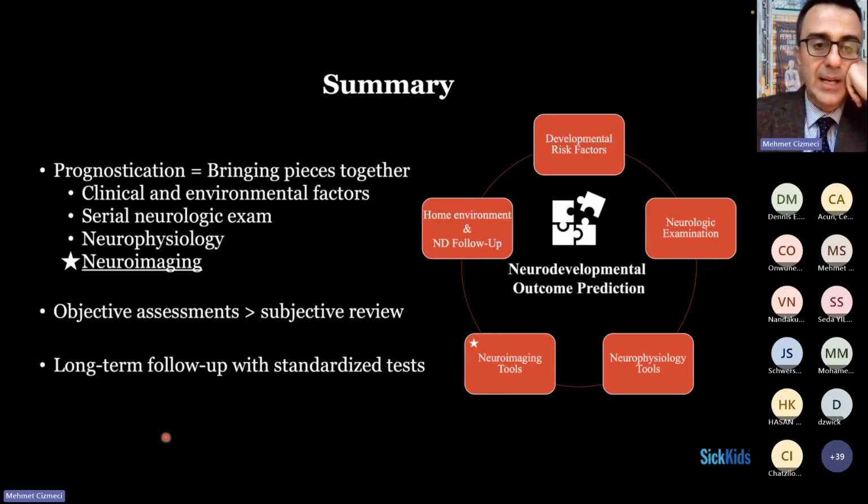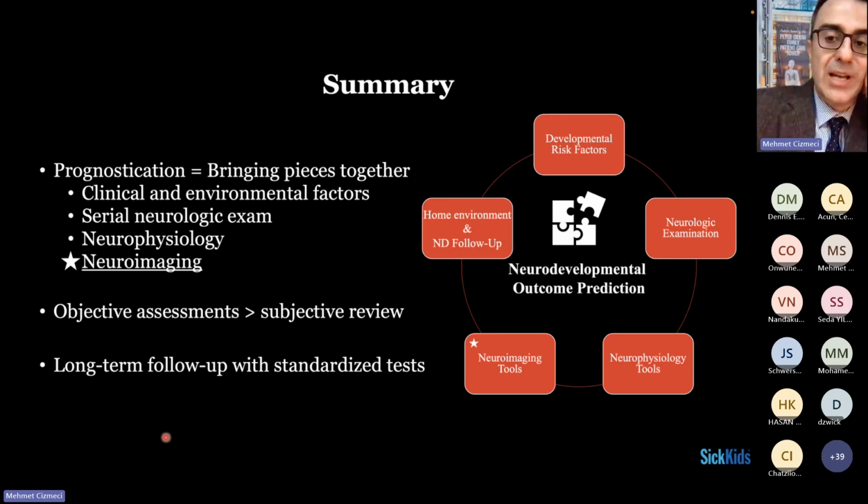So in summary, prognostication is bringing all the pieces together when the babies are in the NICU and early in the course, when the babies start coming to our neurodevelopmental follow-up clinics. And we should always consider the clinical risk factors. There's a lot of emphasis on neuroimaging, but we should also consider the clinical findings, and especially the evolution of the clinical findings, and some environmental factors are also important for us to be able to do a better prognostication. Neurological exam is very important, and especially doing it in a serial manner will give us more information.